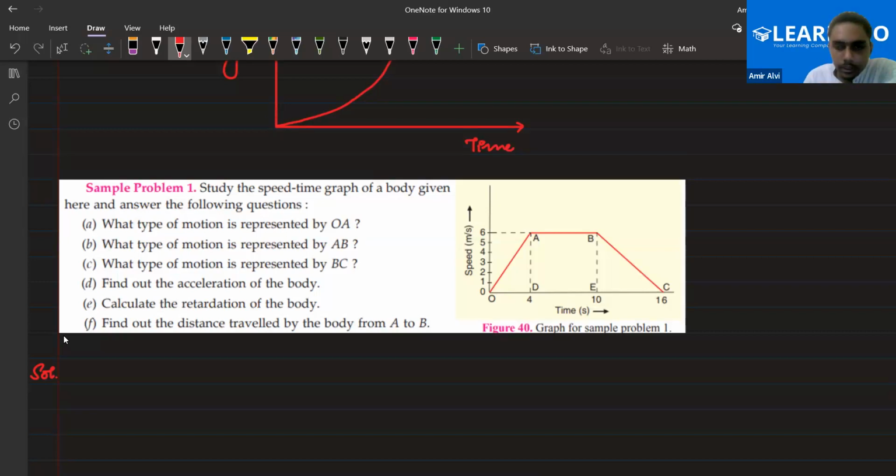Now let's analyze this graph first. Till point A, the graph is going in the upward direction. There is a line going in the upward direction. Clear? Yes or no?